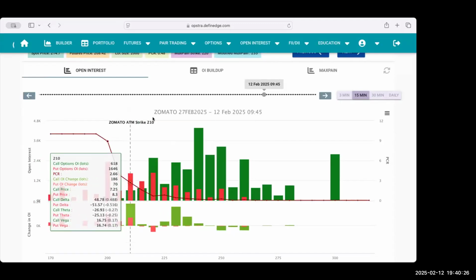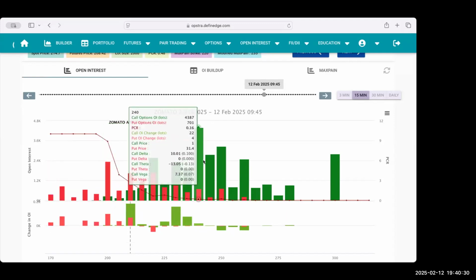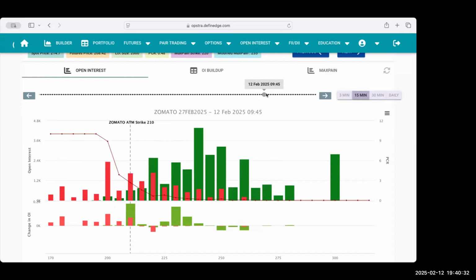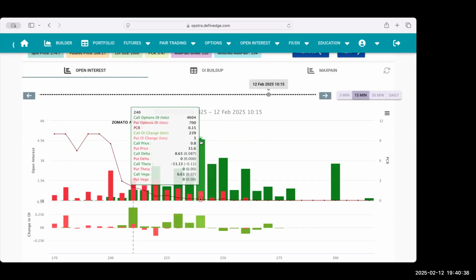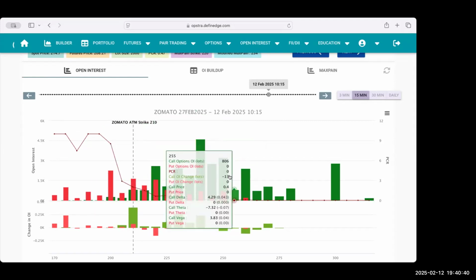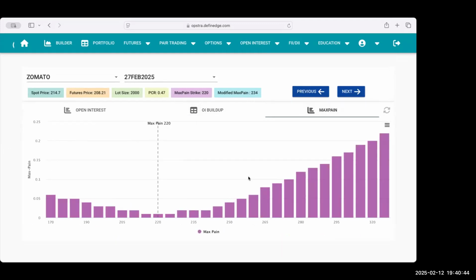9:45, ATM strike changed. Any bother? 9:45, 11:15. See, put CE slowly started dropping. See here, if you see Max Pain, I'll come to Max Pain and all later. Max Pain was around here, maybe it went a different side.